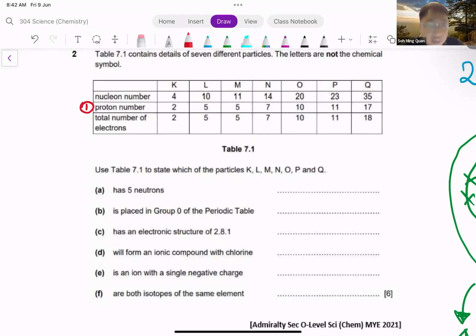Okay, always begin with the proton number, because the proton number tells you the name of the element. By going to the periodic table and matching the proton numbers, we can work out what the element is. And that is crucial. You should do that first. So we are now going to do that.